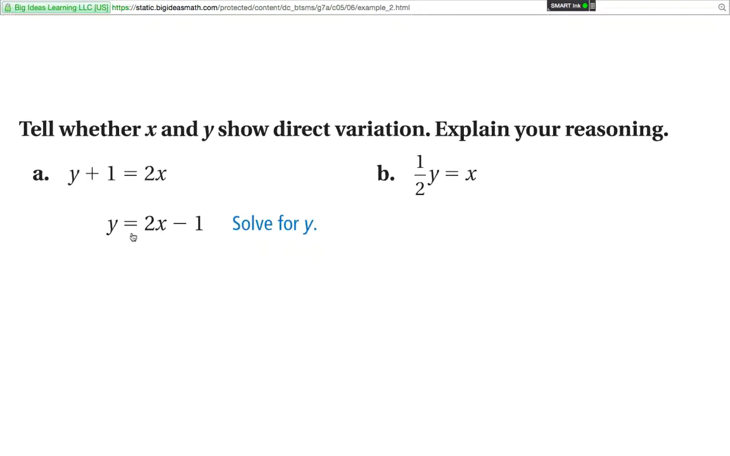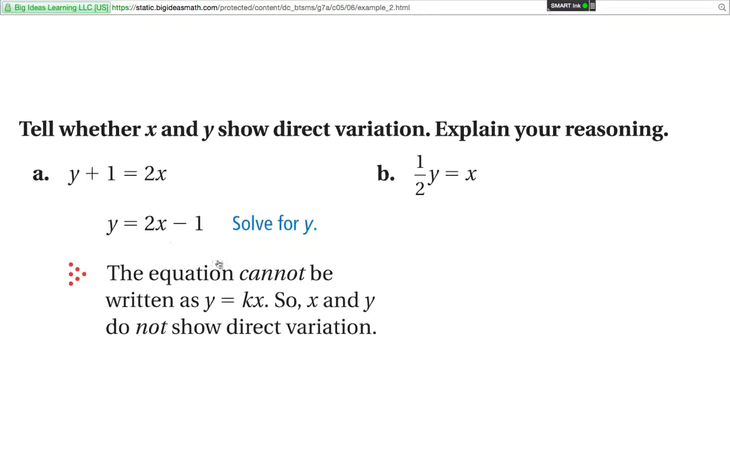Well, it looks like y equals kx, the k being 2 right now, but the problem lies right here, this minus 1. We do not want anything out here in this constant area. Because there's a negative 1 out here, this is not considered direct variation, because it would affect our y-axis, and if you were to graph this, it would not go through the origin. So this equation cannot be written as y equals kx, so x and y do not show direct variation.